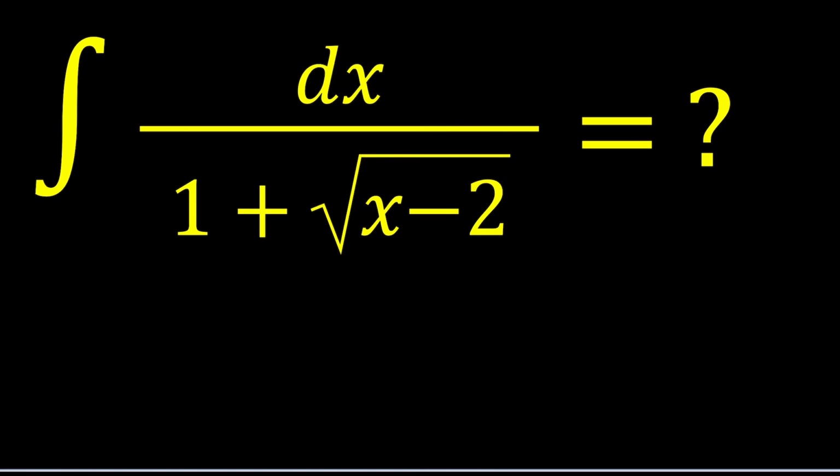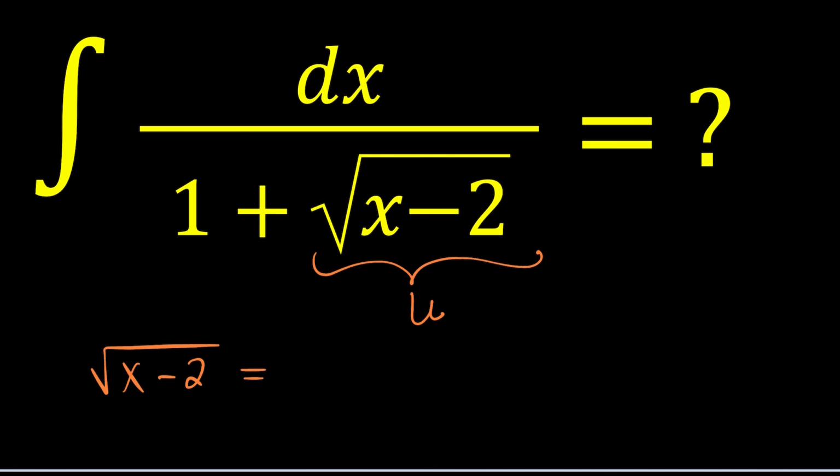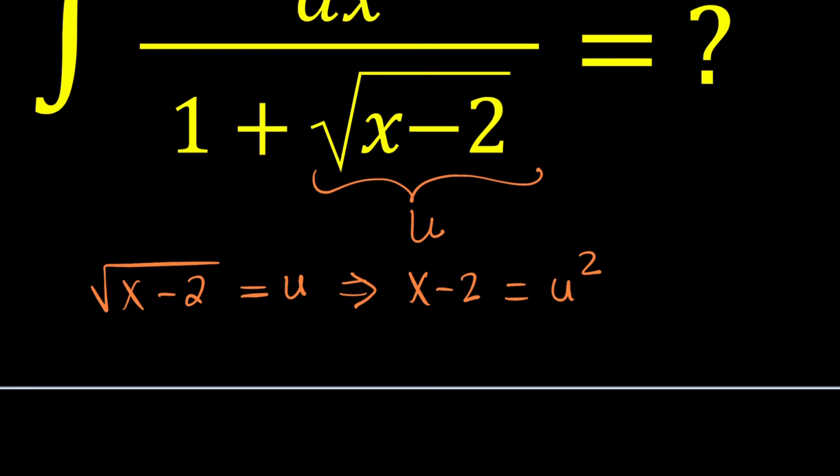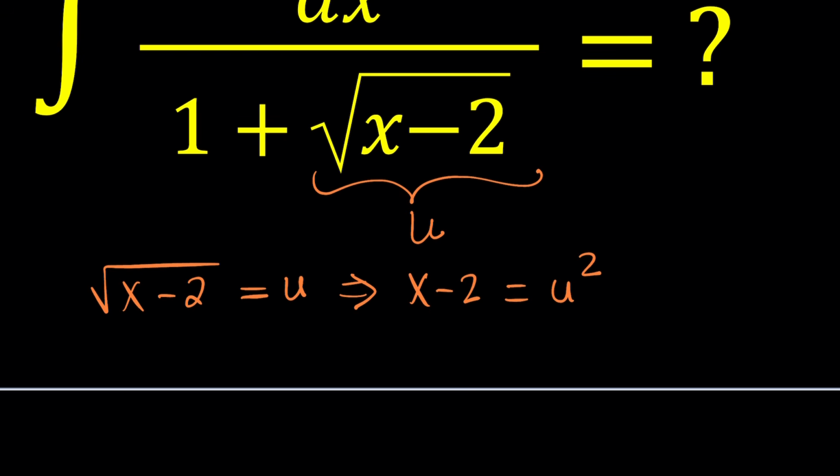So let's go ahead and start by setting the square root of x minus 2 equal to u, okay? By setting square root of x minus 2 equal to u, we're going to be using a u sub here, by the way, in case you didn't know. We're going to square both sides. That's going to give us x minus 2 equals u squared. And now we're going to be differentiating both sides, in other words, finding the dx and du.